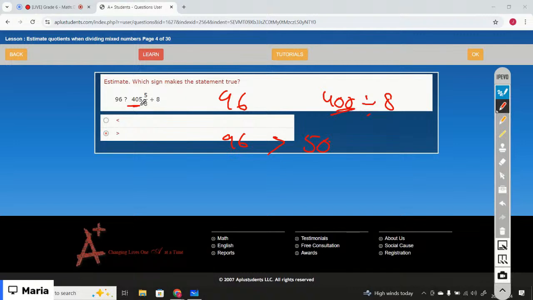You have to estimate these numbers according to your compatibility. You have to divide them, right? 405 cannot be divided by 8. So the nearest number is 400 that can be divided by 8 easily. So that's why you need to divide 400 by 8, that is 50. That means 96 is greater than 50. Got it now?